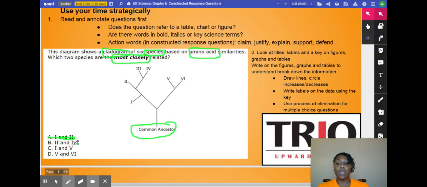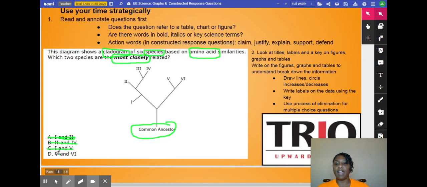Then we have 2 and 4. This is species 2, this is species 4. And as we see from our chart, they are on the same side of the diagram. However, there's another species that's closer to 4. Now, C gives us the option of 1 and 5. That's species 1, that's species 5. They are on opposite sides of the diagram, so we're going to eliminate that possibility also.